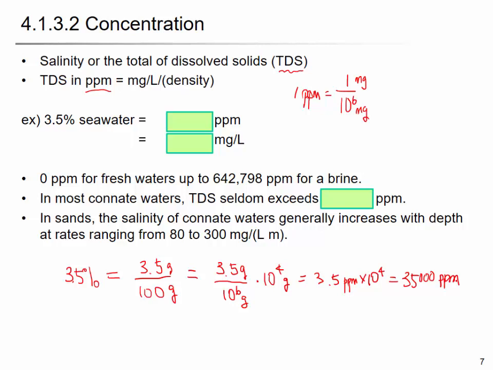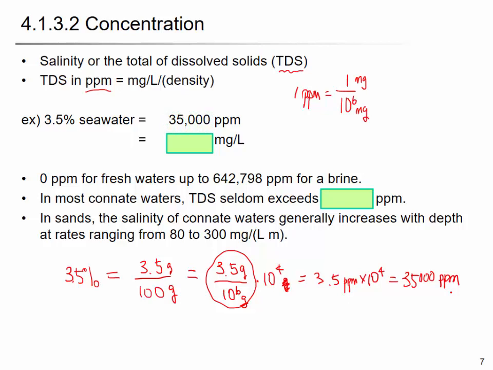So what I did is that 3.5% means that you have 3.5 gram per 100 gram, right? And to convert it to ppm, I put 10 to the 6 gram at the bottom. So to make it equal, 10 to the 4 gram, eliminate that. And then this becomes 3.5, right? Then you have 10 to the 4 left over, so if you combine that, 35,000 ppm.